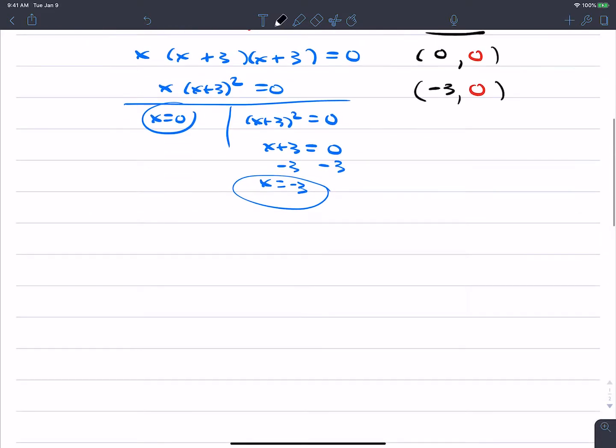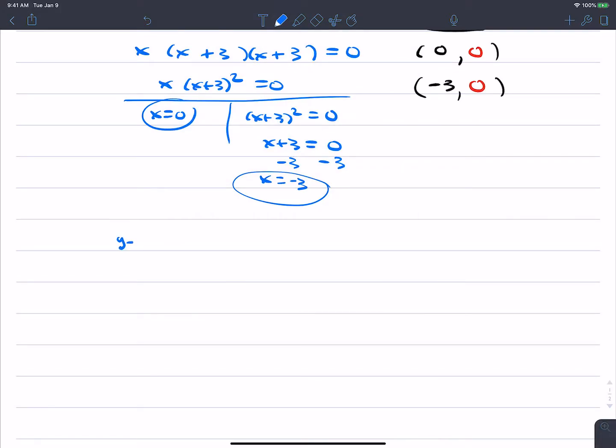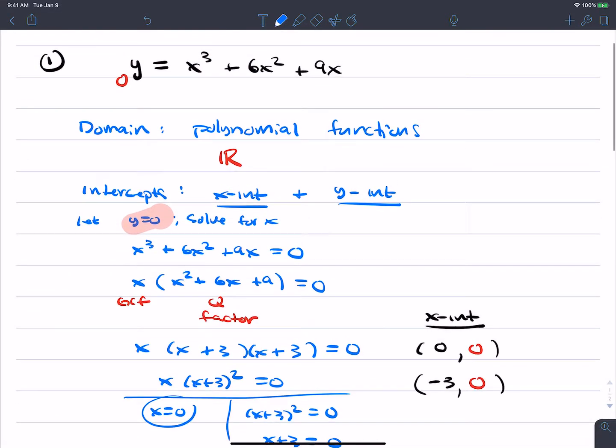So here we go through the details. Now you have to do the same for the y-intercepts. But what's the procedure for the y-intercept? You let x be 0 and you solve for y. Now the nice thing about this is it's already solved for y. You guys okay with that? It's already solved for y. So what that means is you plug in 0 for each x. And what do you guys notice if you plug in zeros there? It's going to be 0.